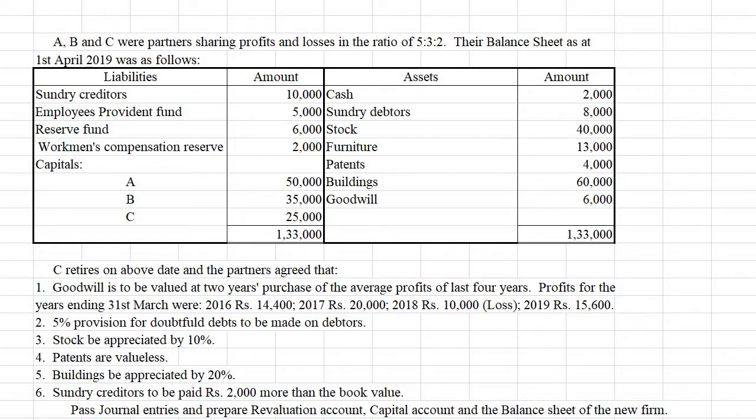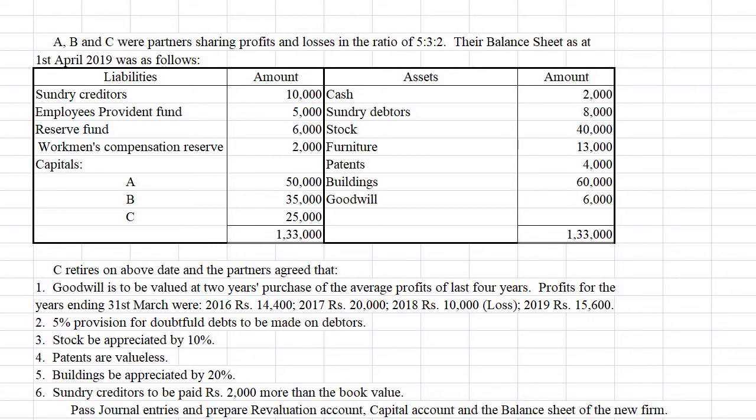Their balance sheet on 1st April 2019, given here, consists of liabilities, then assets, and employees provident fund is there, reserve fund and workmen's compensation reserve also is there, and on the asset side existing goodwill is there. And on the above date, that is 1st April 2019, C retires from the business. At the time of his retirement, the following adjustments are given.